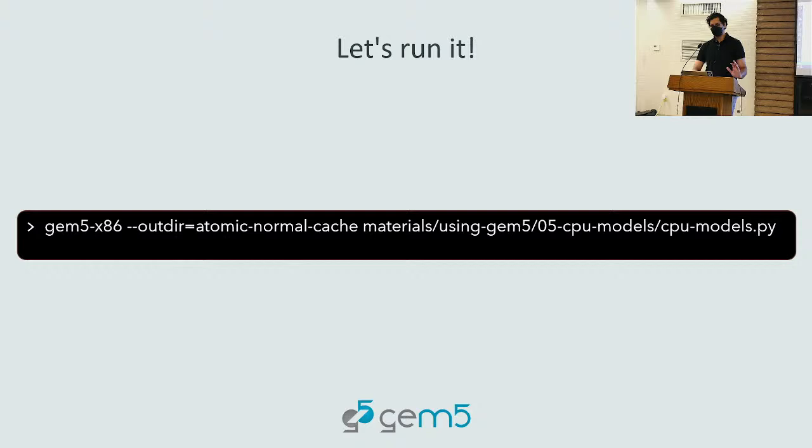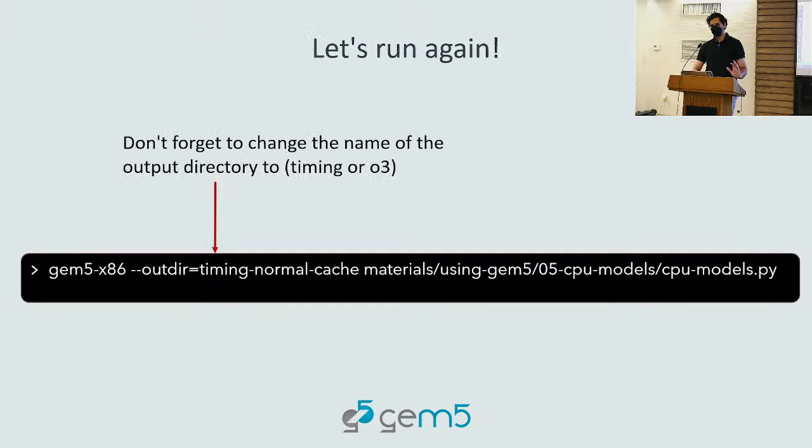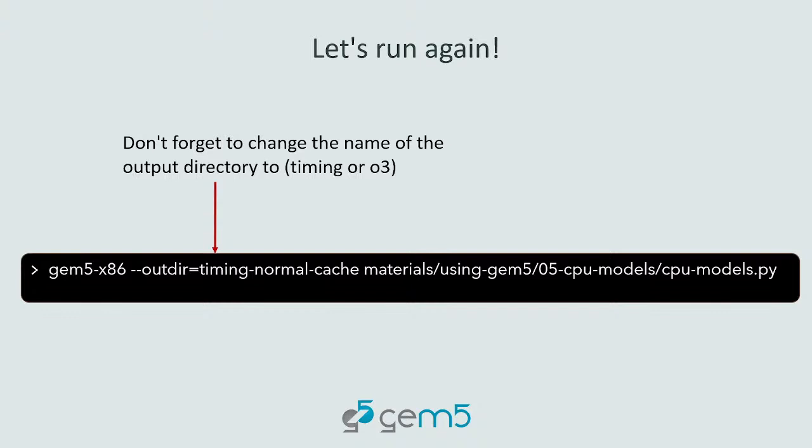Are you all done? Did you all run with Atomic CPU? Okay, let's move to the next thing. So we're going to change the Atomic CPU to more detailed CPUs. First, let's just change Atomic to Timing. The only difference in your entire script is going to be changing atomic to timing. So do that, and let's run it again, making sure that the out directory you have now is a specific folder name for the timing CPU. So if it was atomic normal cache, just call it timing normal cache this time. Just running, not looking at the stats or anything at this point.